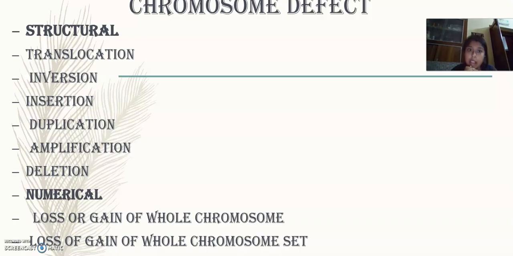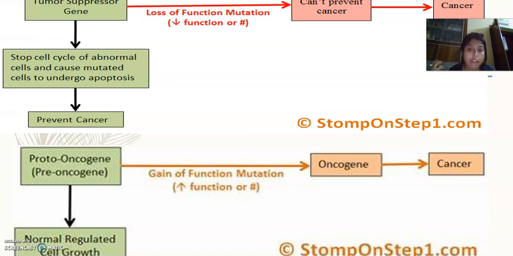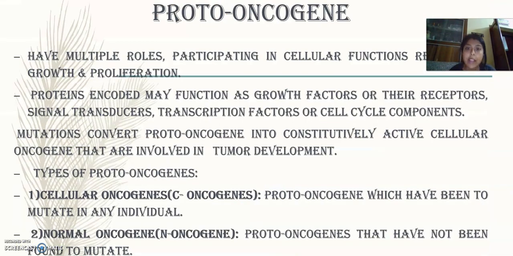And this is basically the chromosome defect. The chromosome defect can be structural and numerical. In structural defects, the structure is manipulated, right, the nucleotides are manipulated. Suppose a nucleotide has been added, that is insertion. If it is duplicated, that is duplication. If it has been deleted, then deletion. All of these will lead to a change in the amino acid sequence and may have a lethal effect. So this is your loss of function and gain of function mutation and how they bring about cancer, right? Then the proto-oncogenes and their two types, that is C-oncogenes and N-oncogenes.